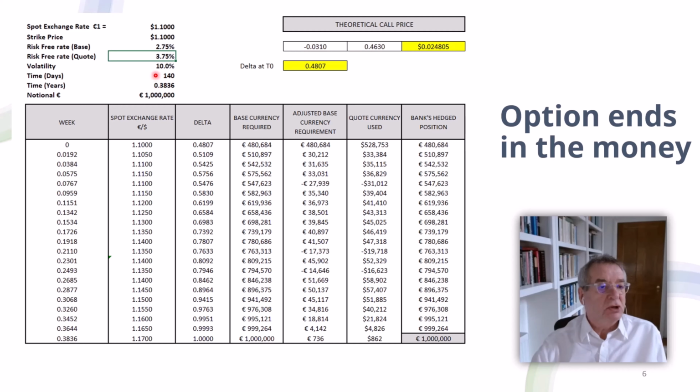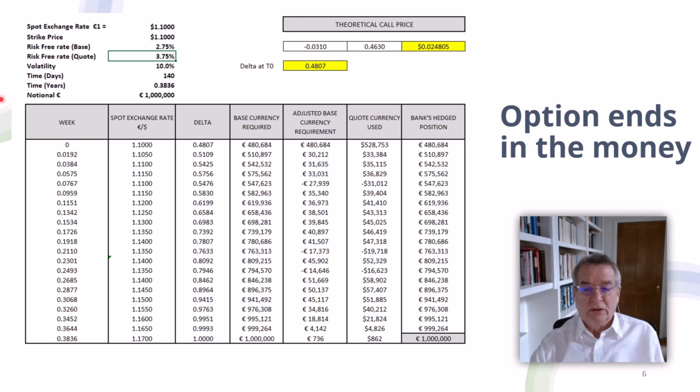Now, this is a 20-week option, 140 days. You can see what I've entered here. That's the fraction of the year corresponding to that. And we now need to look at both the Euribor market and also the term SOFR market to find the appropriate rates to plug into this 140-day option. And I'm using the rates seen here. So we have a 2.75% for the risk-free rate on the euro and a 3.75% rate on the dollar.